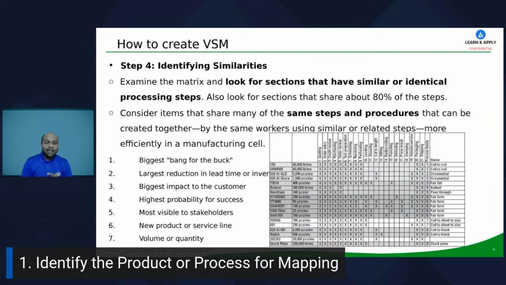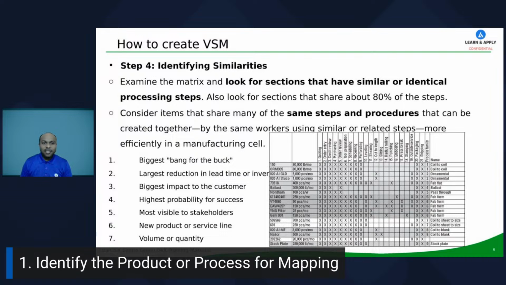So we need to identify the categories of products or services that are going through similar steps. Based on that, we are going to identify the product family. We can also call it a process family. Now, we can also have multiple triggers for it. We can ask, what is the biggest bang for the buck? Which is the biggest constraint for you? You can select that particular product family to start the implementation of VSM.